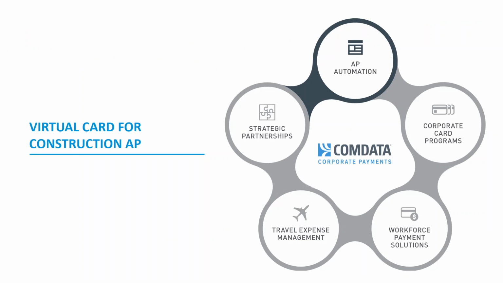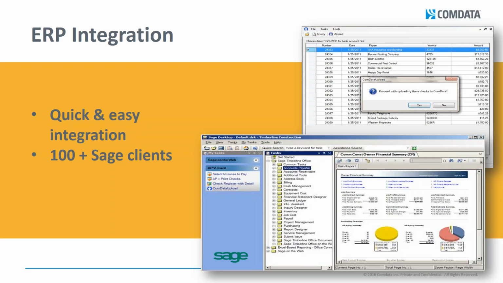So let's dive into the AP automation piece of this offering, now that we have a high-level idea of who Comdata is. We have ERP integrations built for about 15 different accounting softwares, and out of those 15, 9 of them are construction specific. We focus on construction because we've found that the conversion rates to credit card spend are higher in construction than they tend to be elsewhere.